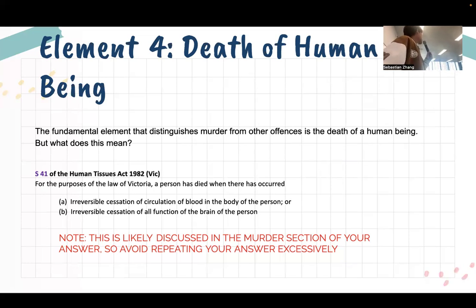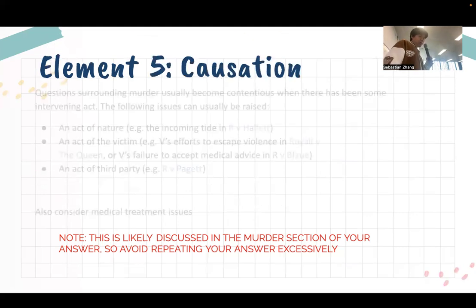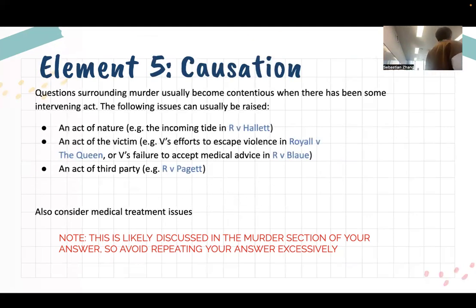Okay, now causation. Again, this is important, but you will have discussed it in depth in murder, isn't it, when you're looking at the same question. So causation probably will not be that important if you already have referred to it in murder. But sometimes if the question is clearly leaning towards homicide and you discuss causation very briefly in murder, that's when you have to discuss causation in depth in your manslaughter.